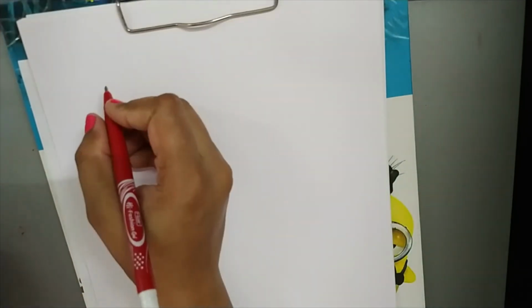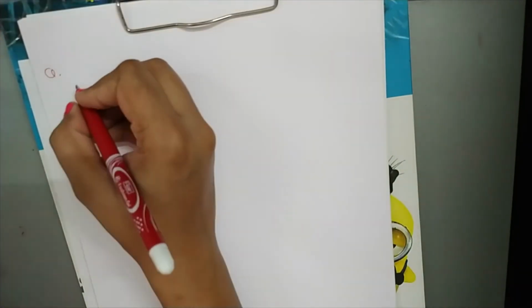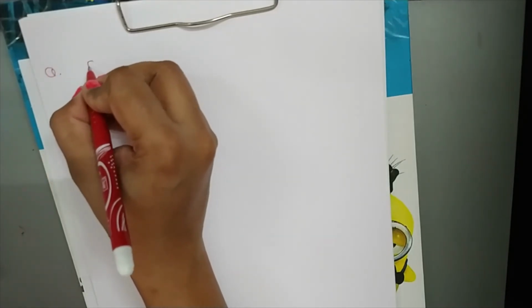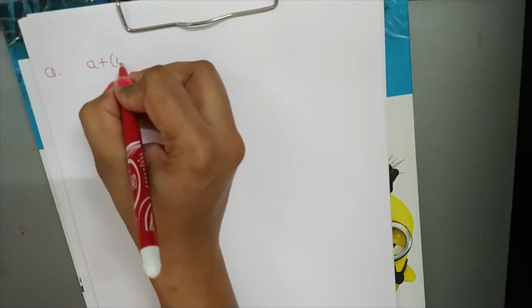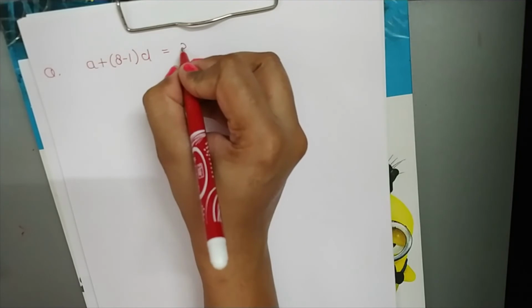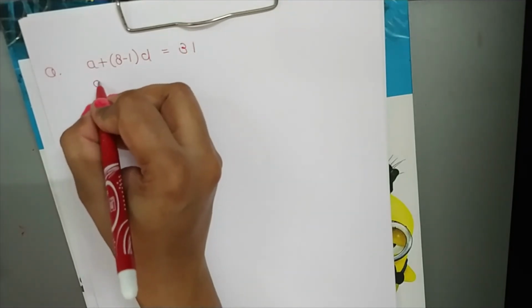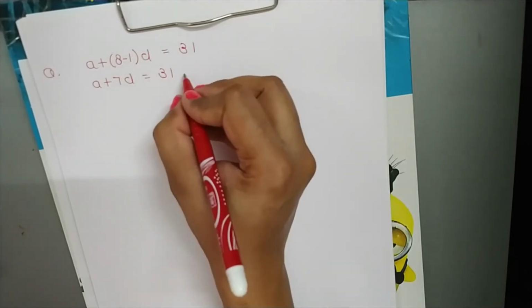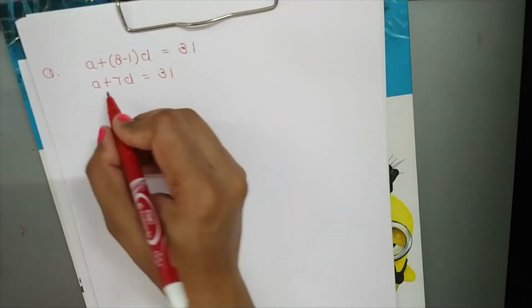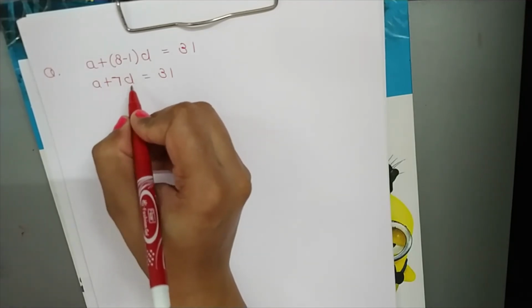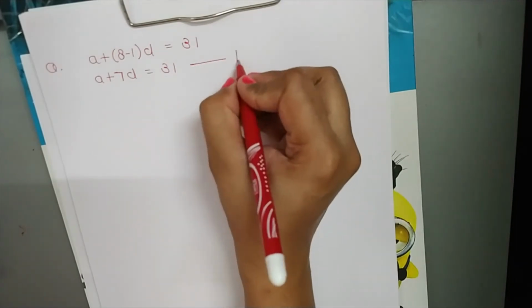Now move on to the next question. If the eighth term of an AP, eighth term means a plus 8 minus 1 d is equal to 31. So a plus 7d is equal to 31. When we are talking about the eighth term, it means we have to write one less, that is 7. Okay, so this is the first equation.